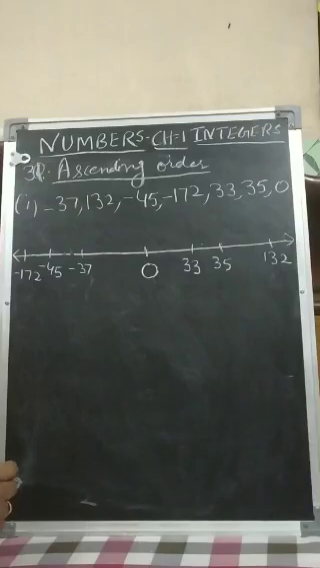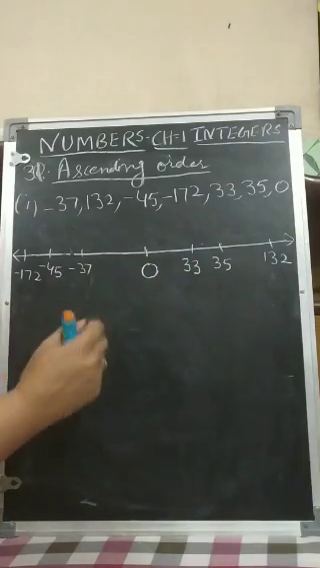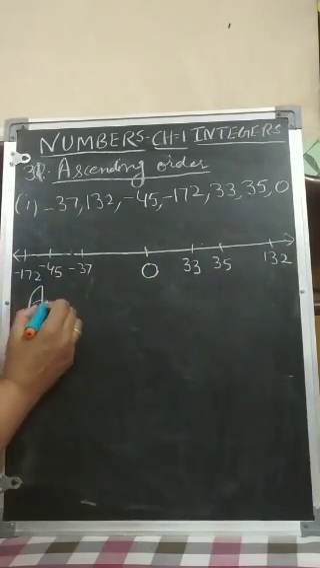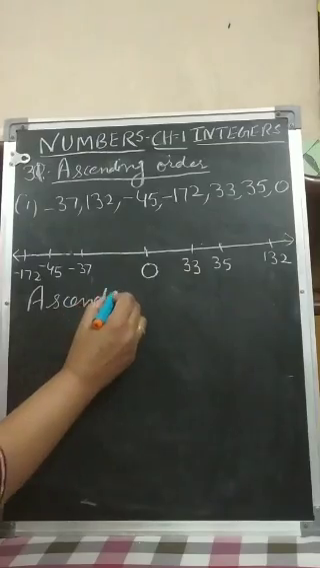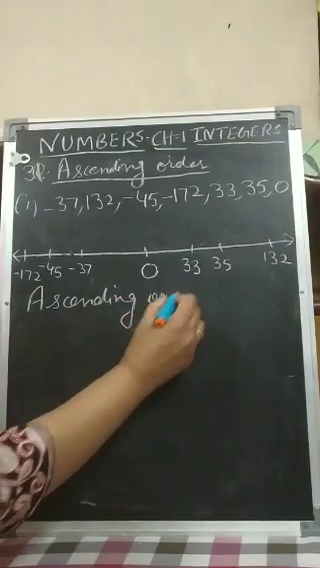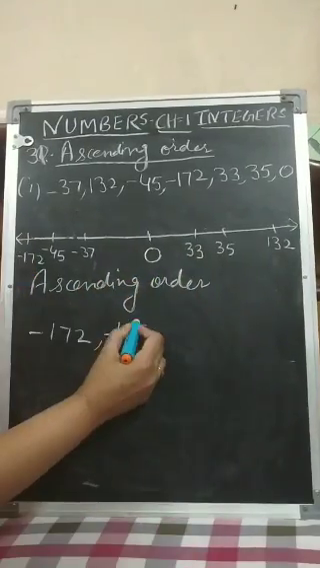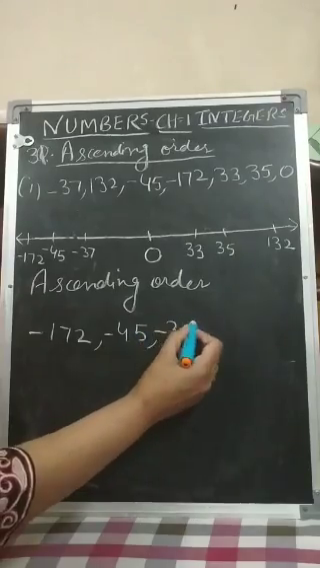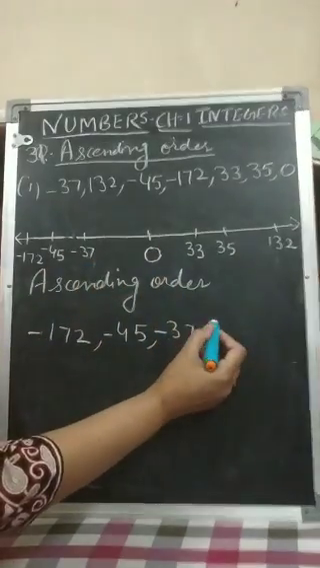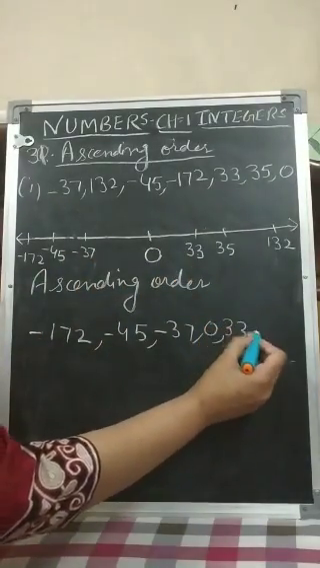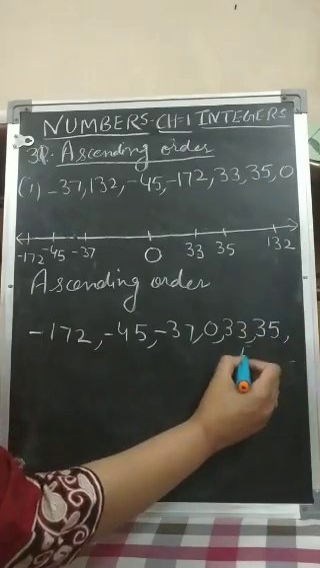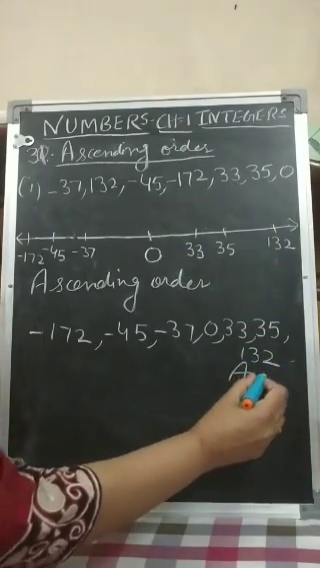Now it is very easy to write answer by seeing this number line. So you can write answer, ascending order. Ascending order, you know that first of all small, minus 45, then minus 37, 0, 33, 35, 132. And this will be the answer.